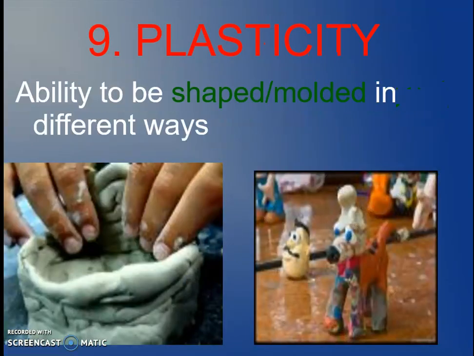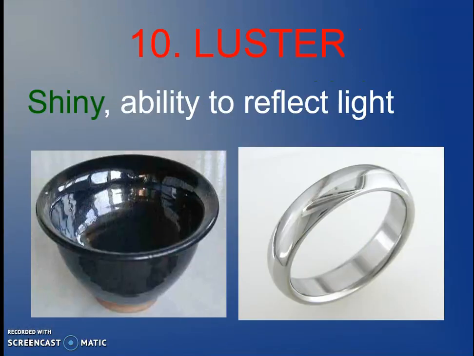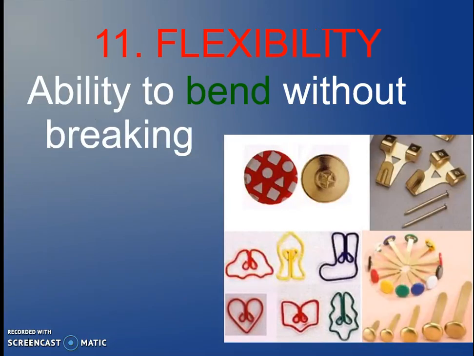Plasticity is the ability to be shaped and molded in different ways. Clay, rubber, and plastic have more plasticity. Luster is the shiny ability to reflect light, which some metals have. Silver and gold have luster. Flexibility is the ability to bend without breaking.